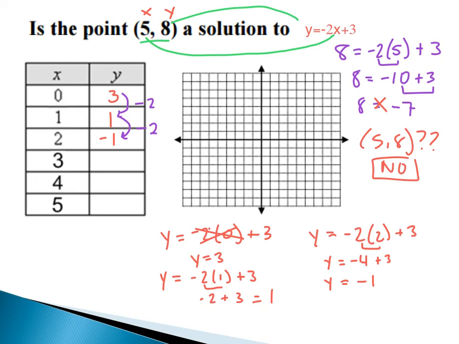So we can fill out this table without even doing the rest. I know that from here on out, it's going to be minus 2, minus 2, minus 2. So now let's fill it out. If I have negative 1 and I take away 2 more, I'm going to have negative 3.